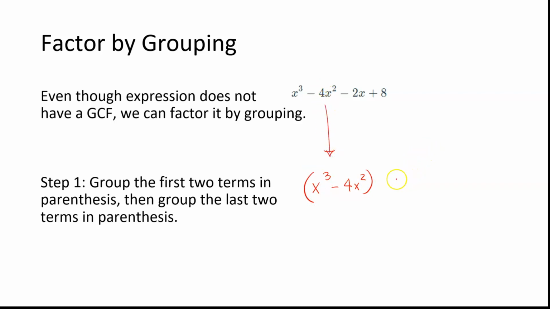Now I'm going to put a plus sign right here because they're being added together, and then I'm going to group my last 2 terms, which are negative 2x. I carry that negative 2. That negative sign goes inside of my parentheses, plus 8. So this literally just came right down here. That's our first step. And now we are going to treat these as 2 separate expressions from here on.